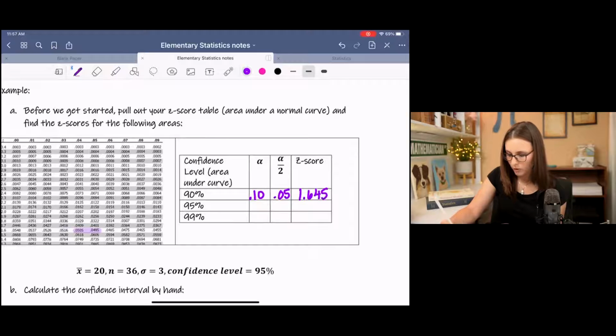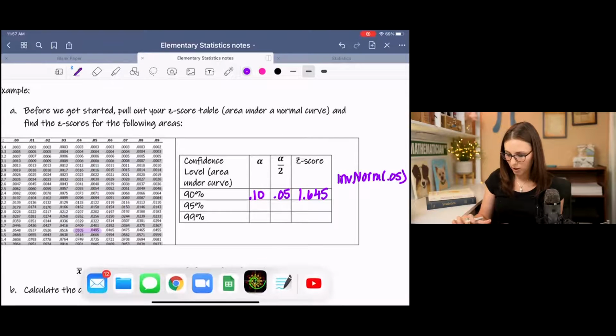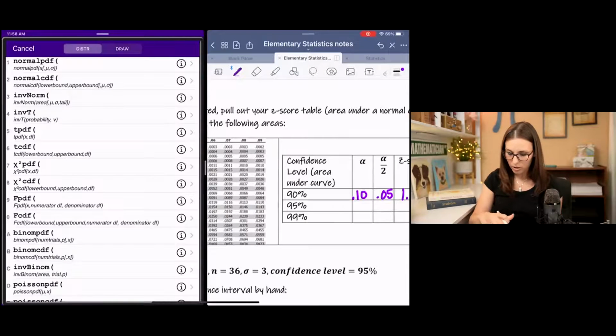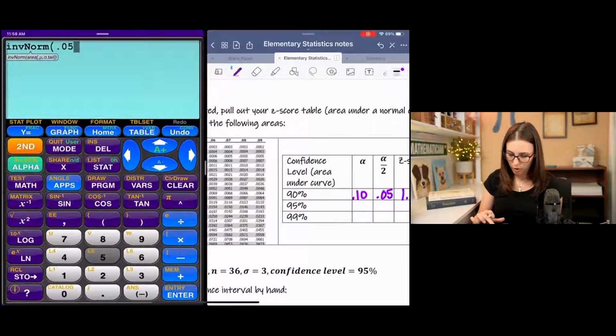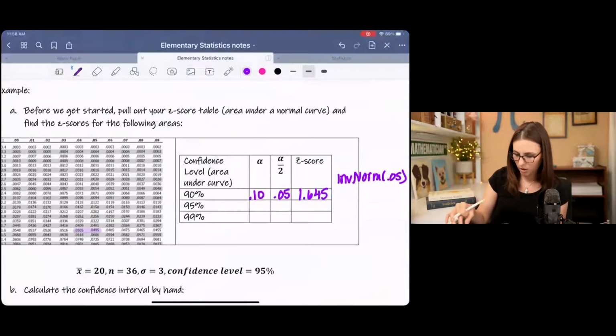You can also use, if you remember, inverse norm of the area. And we can do that just to review it. Second vars, inverse norm, area of 0.05, mean of 0, standard deviation 1. And there's that negative 1.645. It did come out negative because it's giving me the area to the left. So it's giving me the left tail. If I wanted the right, it's a different story. Don't worry about it. I can show you, but I don't want to waste your time.